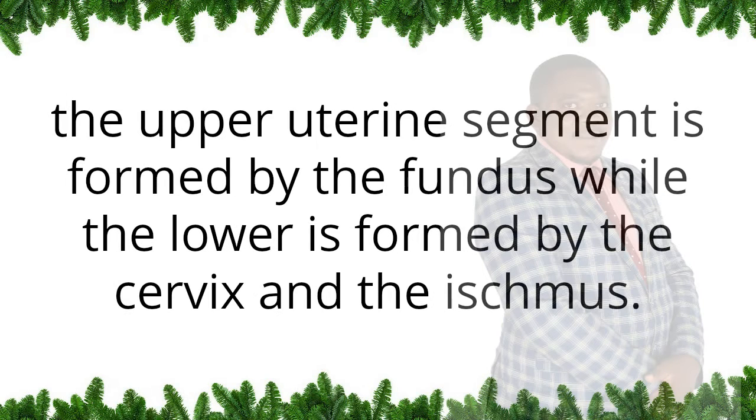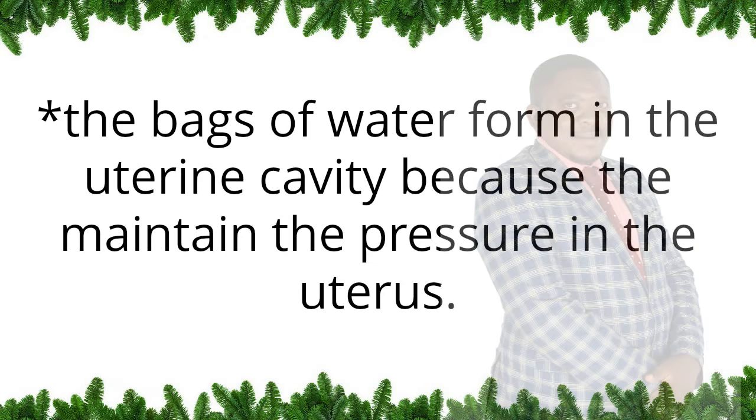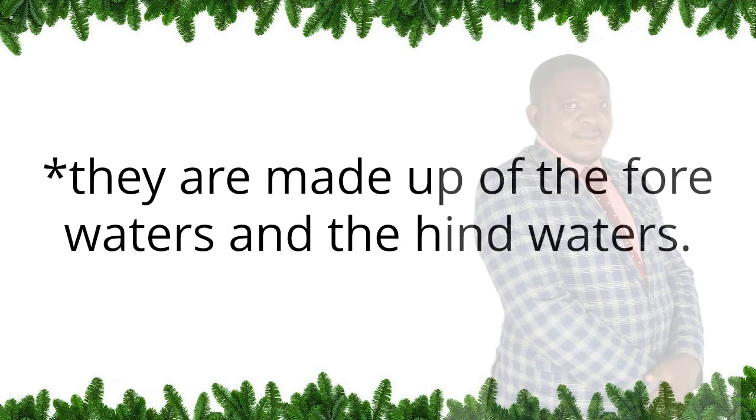4. Formation of upper and lower uterine segment. This is a normal process. At the beginning of 16 weeks of gestation, the upper and lower uterine segments start to form. The upper uterine segment is formed by the fundus, while the lower is formed by the cervix and the isthmus.